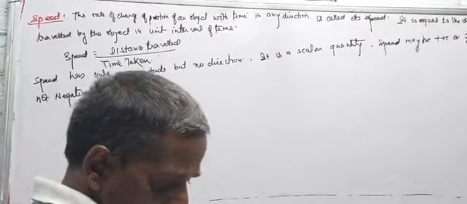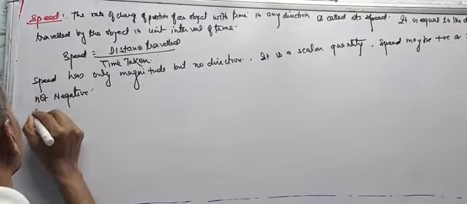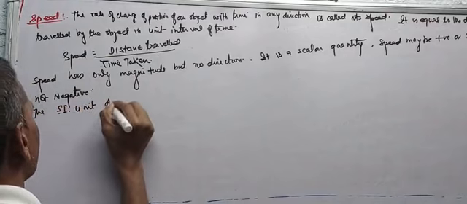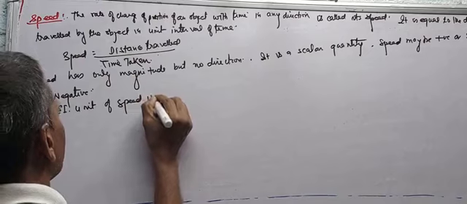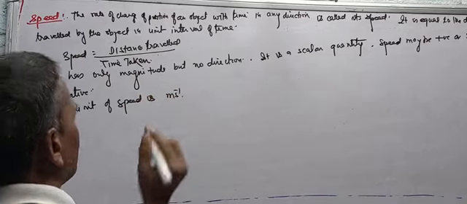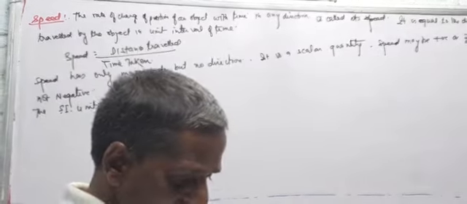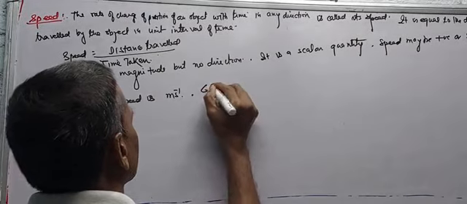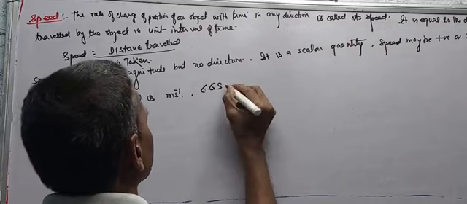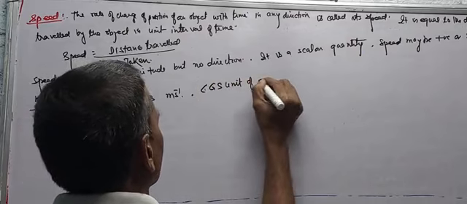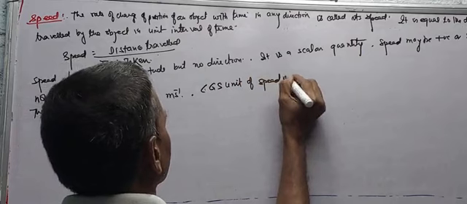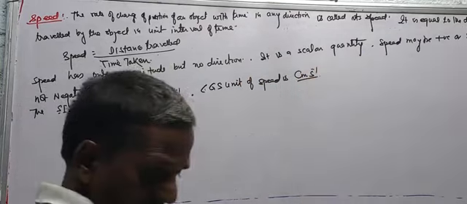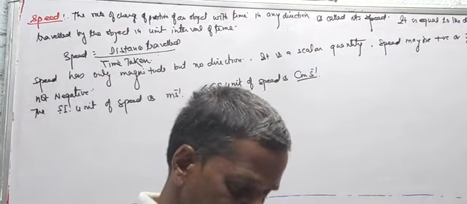The SI unit of speed is meter per second. The CGS unit of speed is centimeter per second.